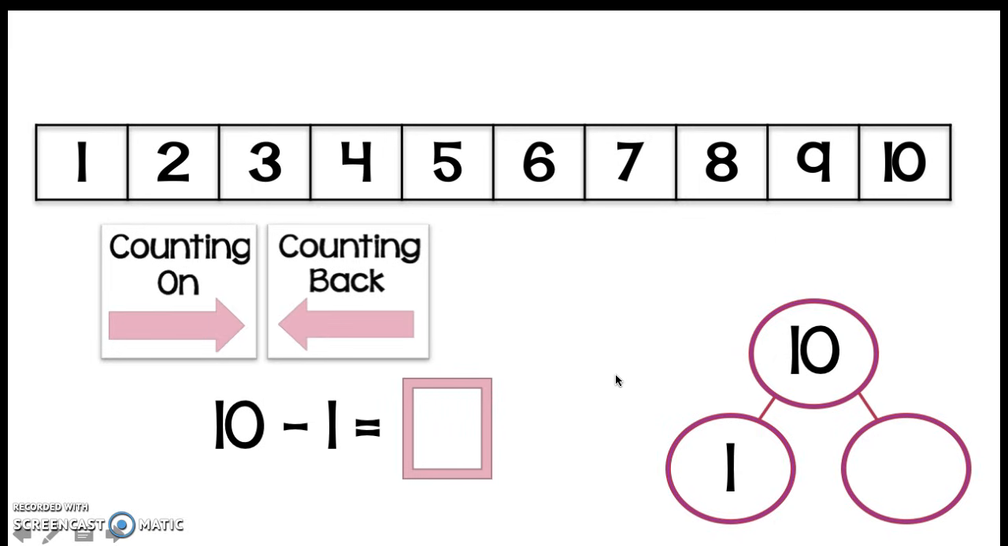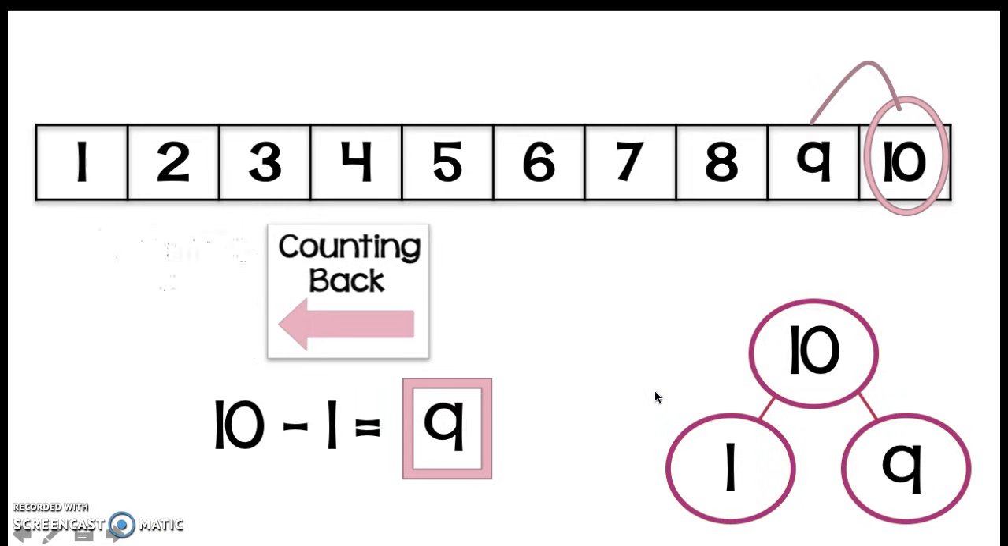If I count back, I'm going to start at the bigger number and subtract, or go back the smaller number. Boom. Which one is more efficient? Counting on, starting at the smaller number and counting on to the whole amount, or counting back, starting at the whole amount and counting back the part? Which one would you choose? Yeah, I totally agree. I would totally count back. Look, I just had to do one little jump backwards. So my answer is 9. 9 would be the other part. In this case, counting back made the most sense.